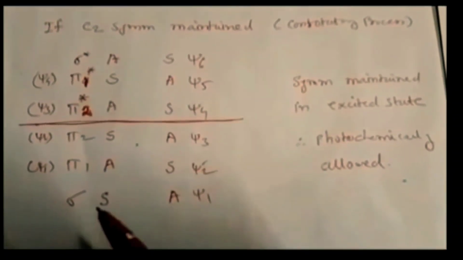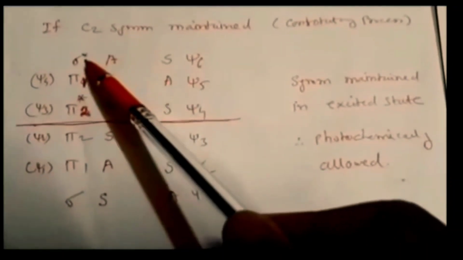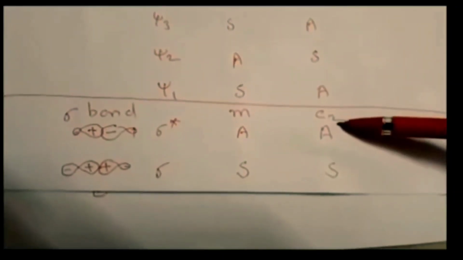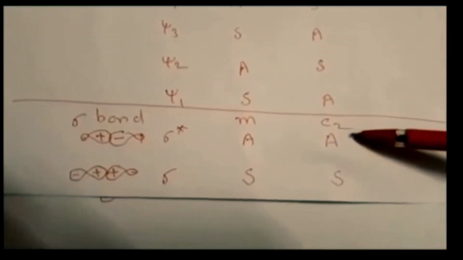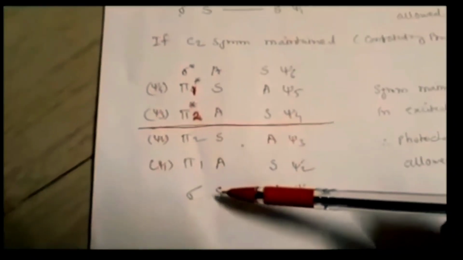Now let us discuss the symmetric property of sigma, sigma star with respect to the C2 axis of symmetry. With respect to C2, sigma is symmetric, sigma star is asymmetric. Then psi1, psi2, psi3, psi4, which are equivalent to pi 1, pi 2, pi 2 star and pi 1 star: asymmetric, symmetric, asymmetric, symmetric.